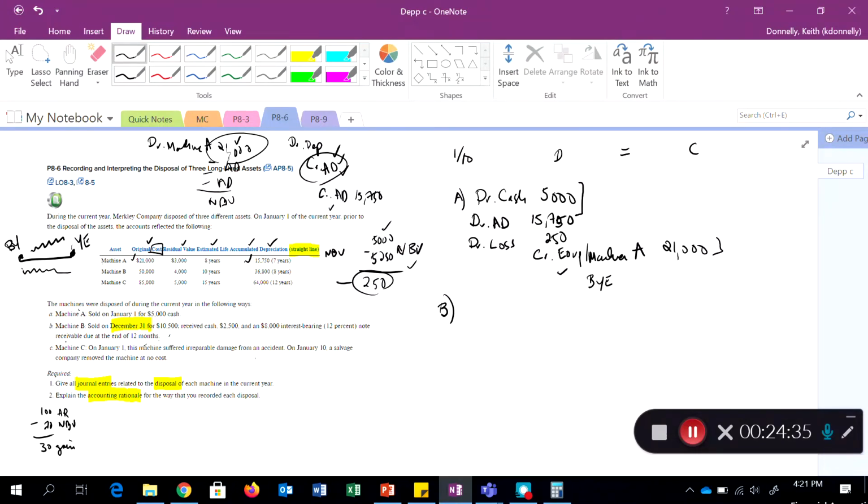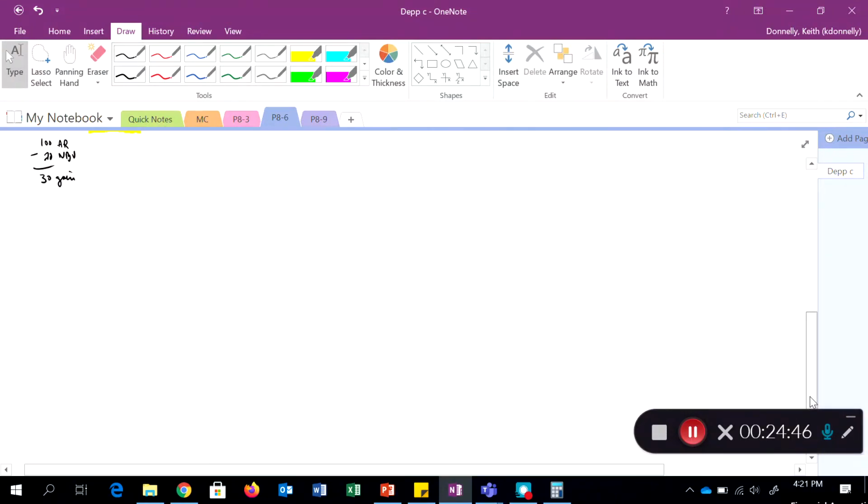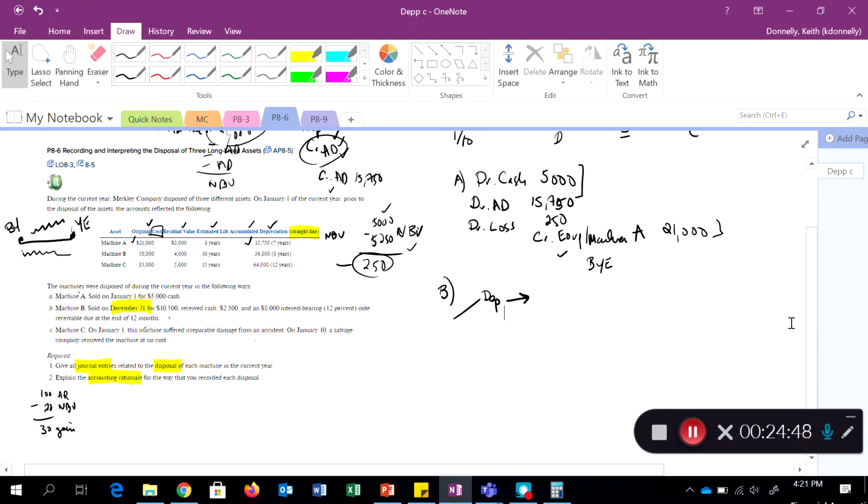So that means for B, step one is figure out depreciation expense for the year, because depreciation expense will in turn affect our net book value, which in turn will affect our gain or loss on the sale of the asset. So it all links up, right? It's all a big building block one after the other.